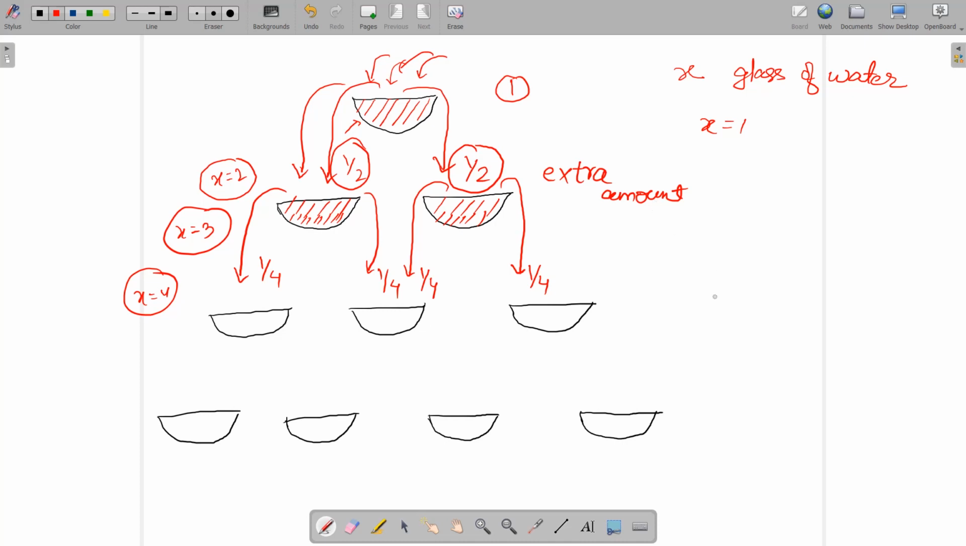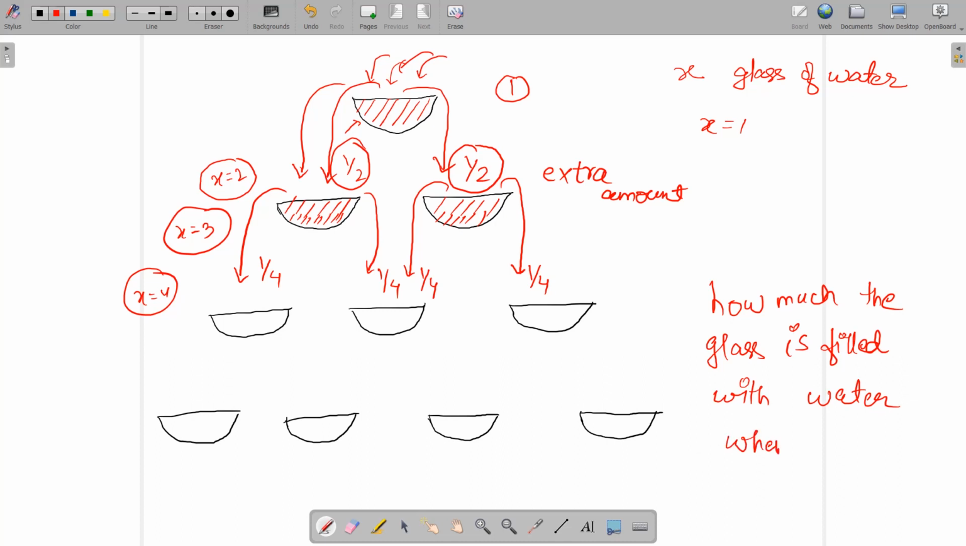So how to find that? In this problem we need to find how much the glass is filled with water when x amount of water is poured to the very top glass.